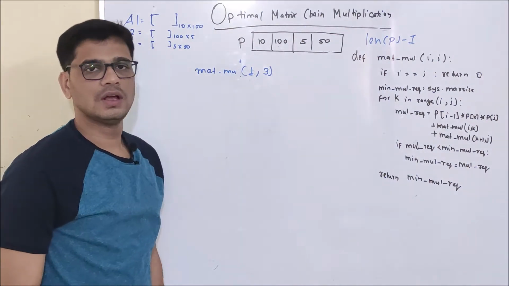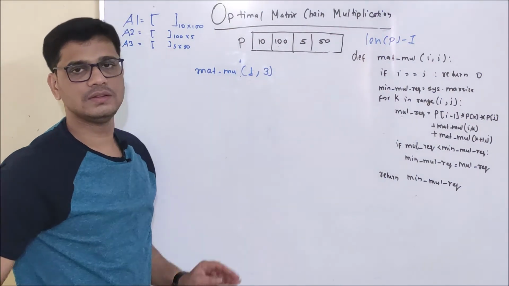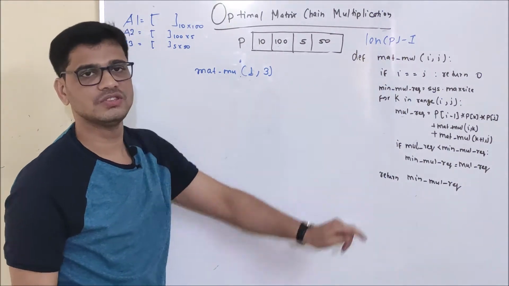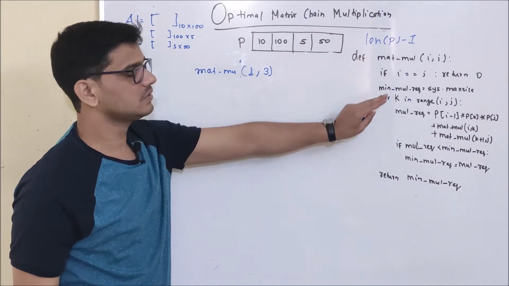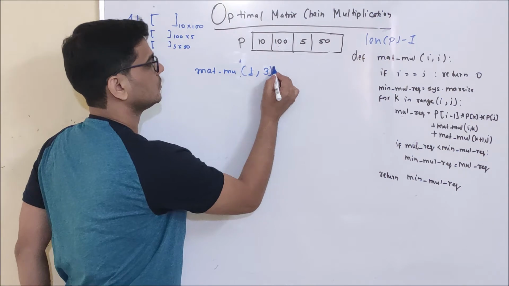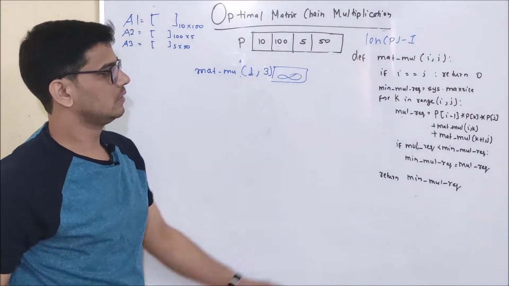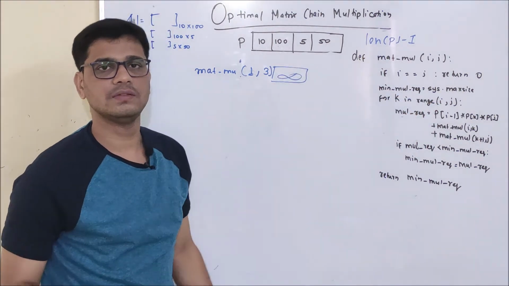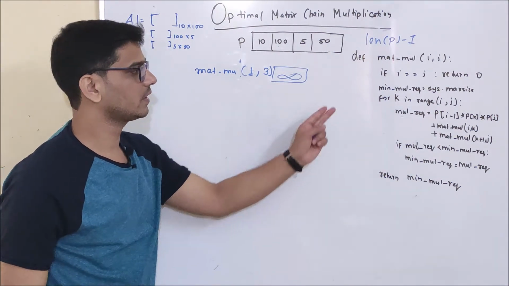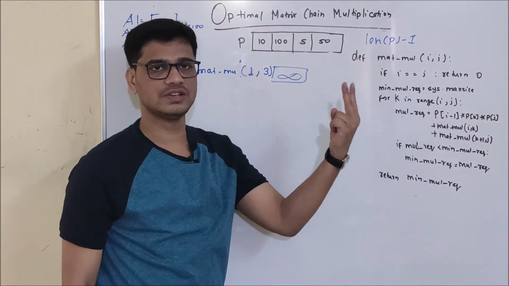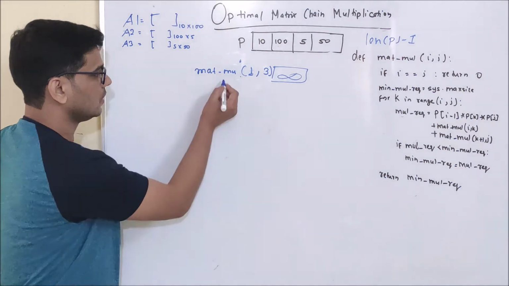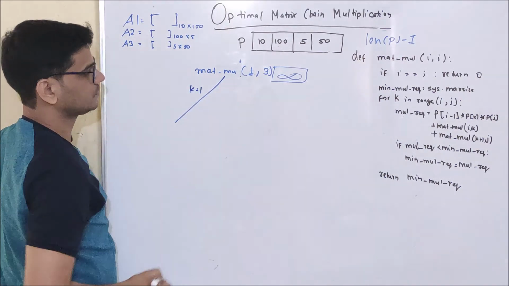Now see what will happen when this particular function comes for its execution. First of all this condition will be checked, it is false. Then this variable will be created for this particular function, and it is initialized to infinity. Now control will come to this particular for loop. For k in range i to j, i is 1, j is 3. So it will run for k equal to 1 and k equal to 2. First it will run for k equal to 1.